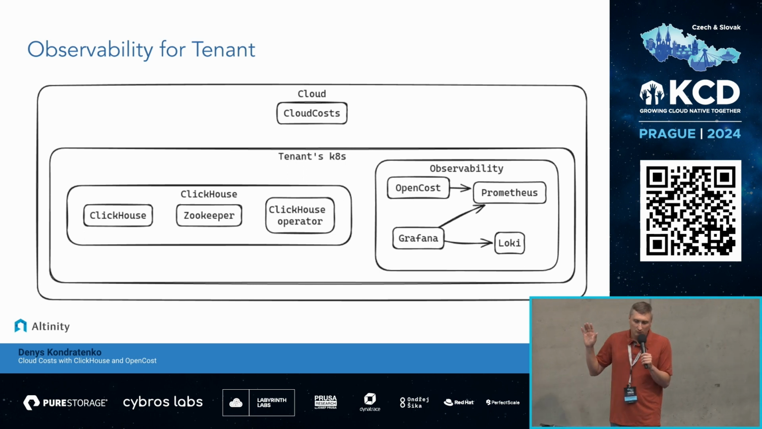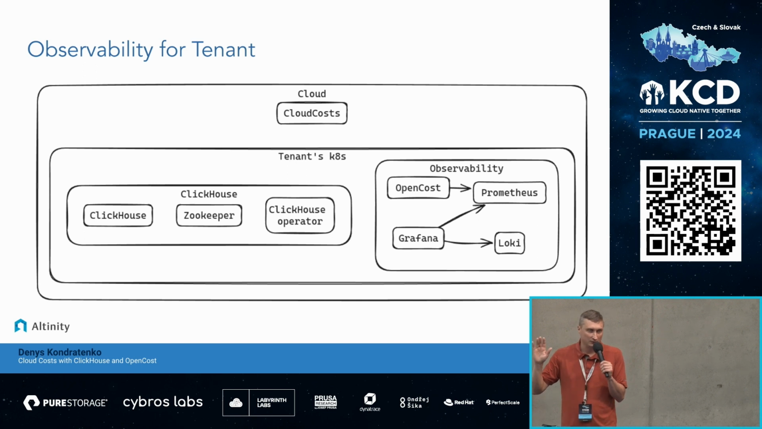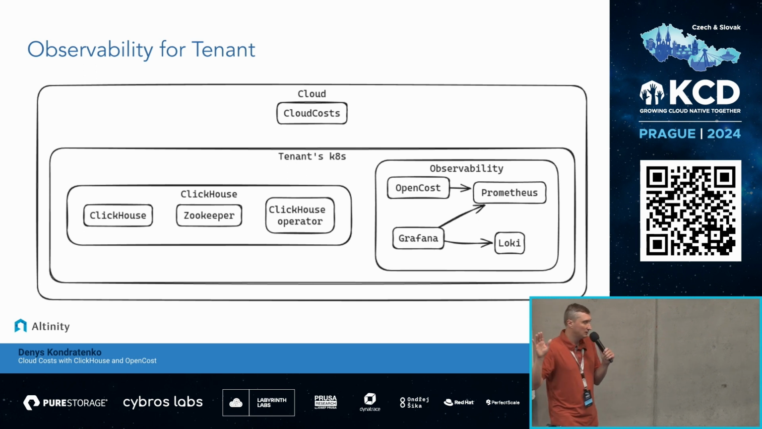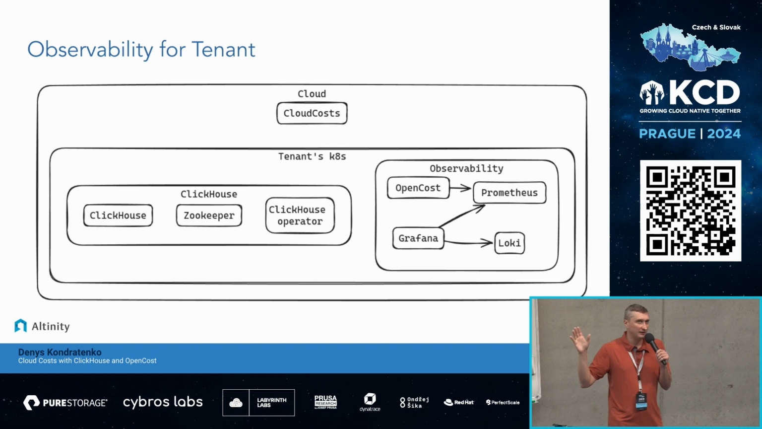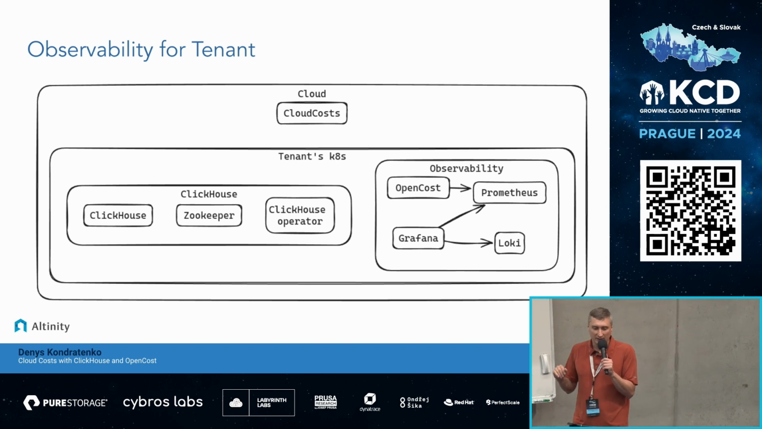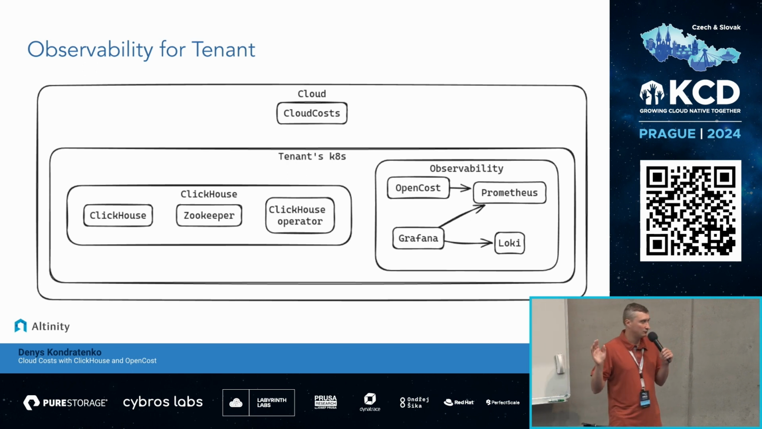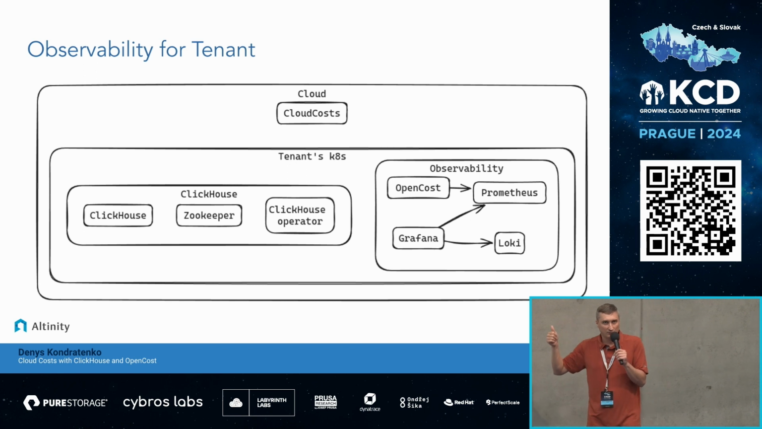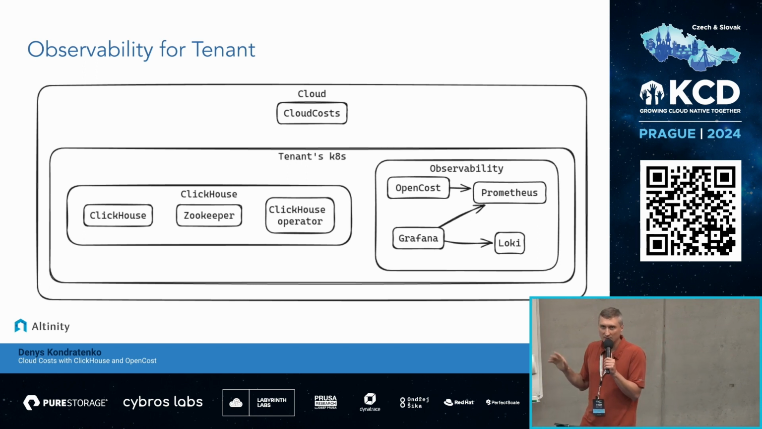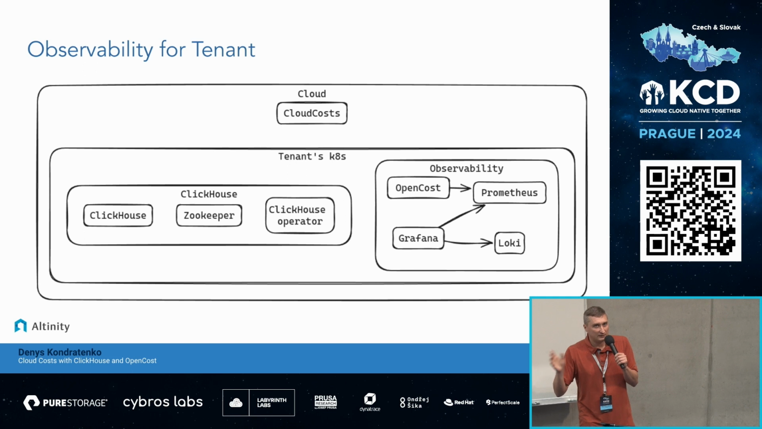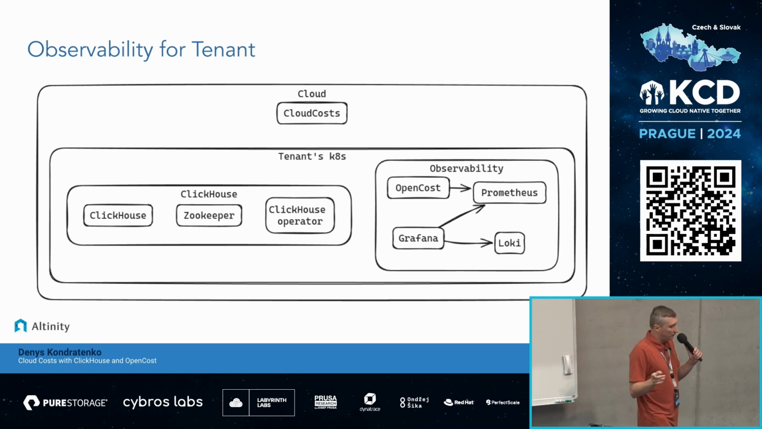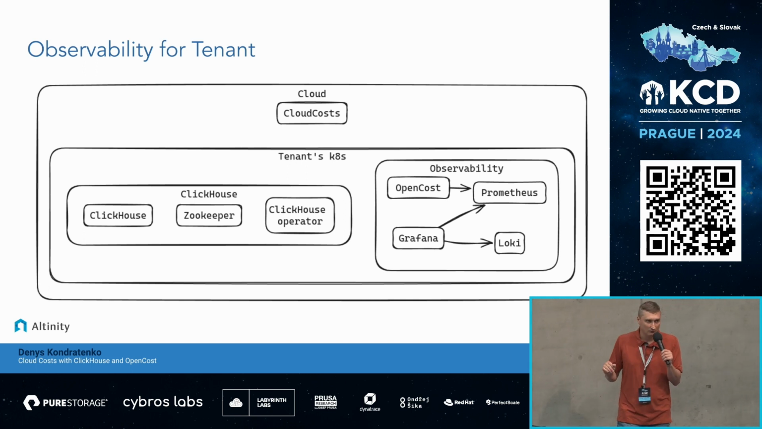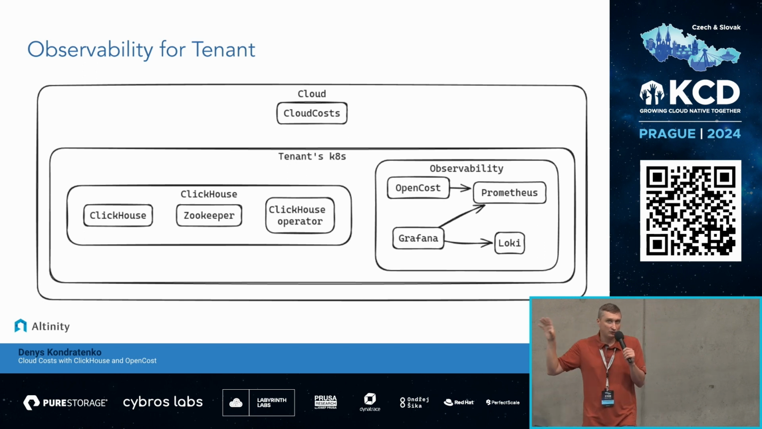This is a simplified scheme of how a tenant looks. It usually runs on the cloud, and there is Kubernetes, whatever, it's EKS, AKS, we don't really care. And inside of it, we have two important parts. First of all, ClickHouse, where there is a ClickHouse operator that manages ClickHouse, as well as ZooKeepers. ZooKeepers are needed for replication between the ClickHouse nodes. And this is what we actually observe, right?